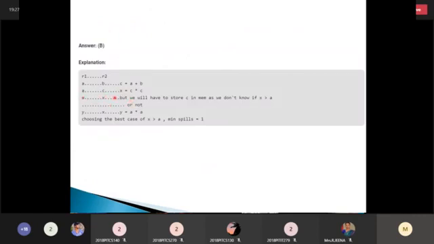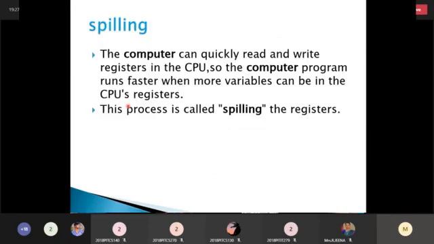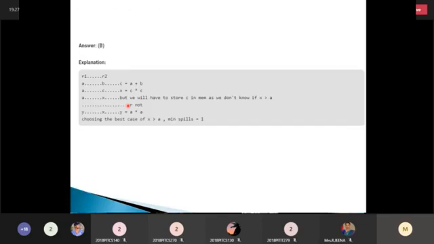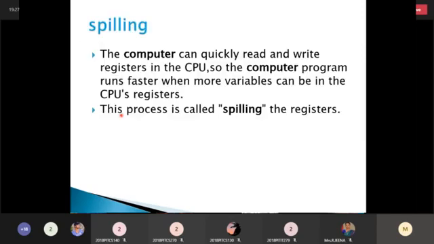So here A and X, but we will have to store that C in the memory. So we don't know if X is greater than A or not. Another line we have is C into C, that is A into A. I'm just storing the values in R1. So I'm taking A into A and storing that in Y. So I need to choose the best case of whether X is greater than A. So the minimum spill will be what now? Only 1.